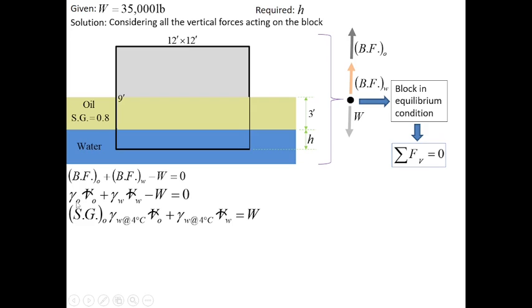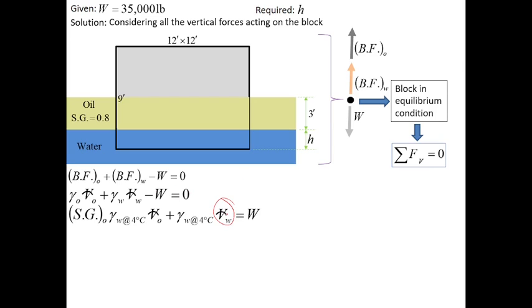So, the unit weight of oil, specific gravity of oil, times specific weight of water, fresh water at 4 degrees Celsius, times the volume displaced with respect to oil, plus specific weight of water at 4 degrees Celsius. Kasi dito, hindi sinabi anong temperature ng water. So, assuming 4 degrees Celsius. So, the volume displaced with respect to water is, ito siya. So, di na bago. Minus the weight equals 0.